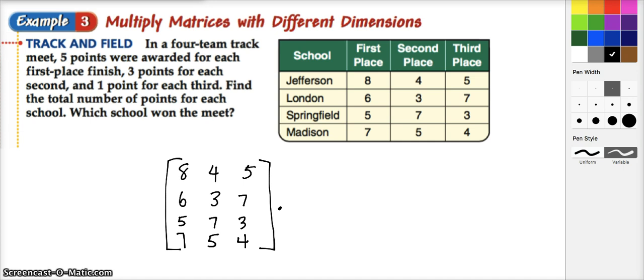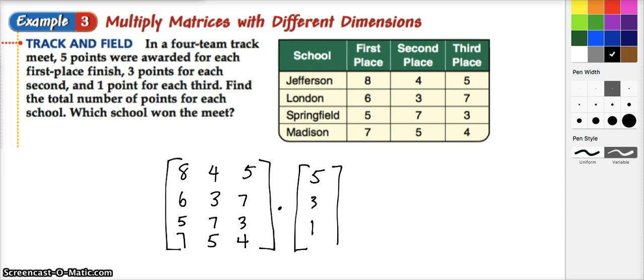So the first thing we did is rewrite that matrix that represents the scores or the places, the number of people they had in different places, depending on the school. And so the next thing that we're going to do is think about how we can incorporate the 5 points, the 3 points, and the 1 point. So one thing that we could do is perhaps make a matrix like this, 5, 3, and 1.